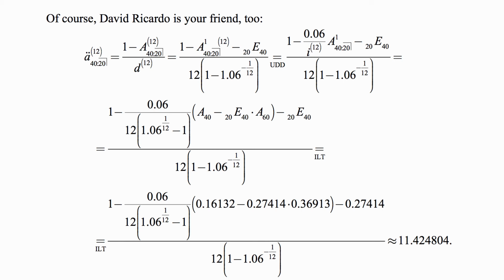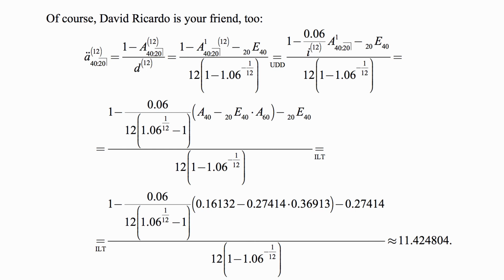And we need to figure out what i upper 12 is. So i upper 12 is going to be 12 times 1.06 to the 1/12 minus 1. Then the term insurance needs to be rewritten as A40 minus 20E40 times A60. And now everything that we have here can be found in the table, so we plug it in. And we get, well, we get a slightly different answer. It's 11.424804, and before we got 11.424704.